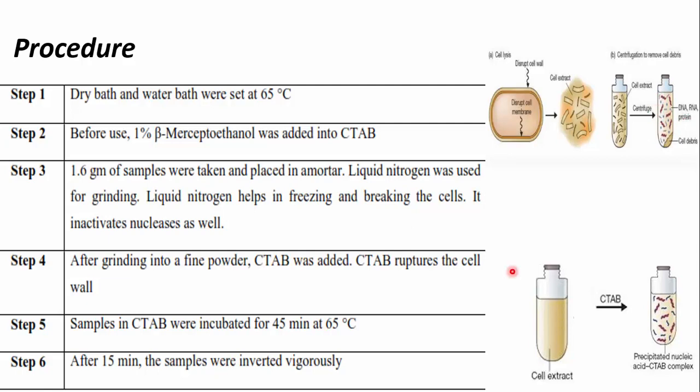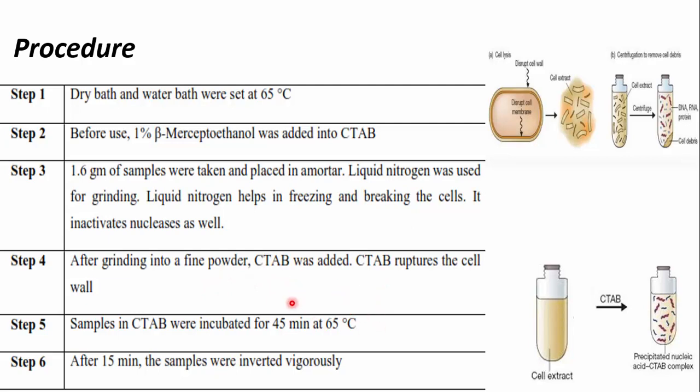After grinding into a fine powder, to the cell extract we add CTAB buffer. CTAB ruptures the cell wall and disrupts the cell membrane, while beta mercaptoethanol is a reducing agent that helps to break the disulfide bonds between the cysteine residues. So the cell wall is disrupted by the mechanical force.